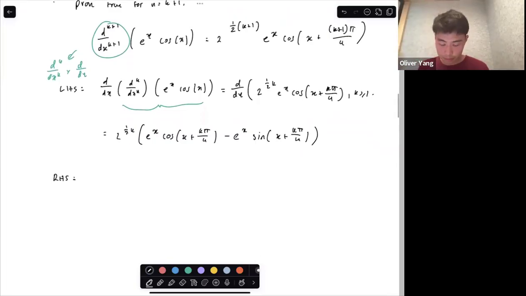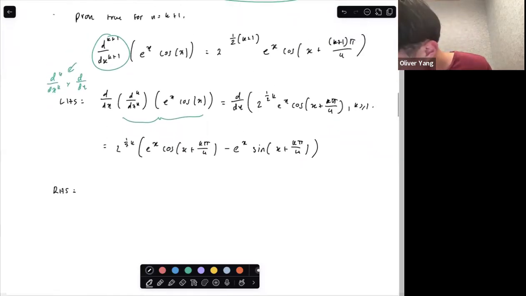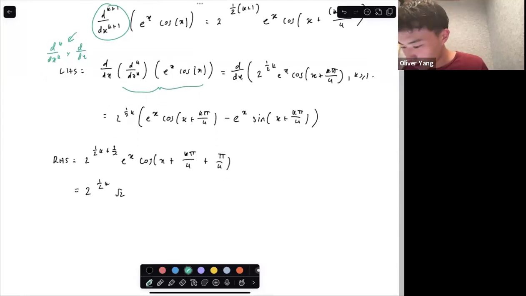And then our right-hand side becomes 2 to the half (k plus half) e^x... root 2, right? The 2 and the half to the power of a half becomes root 2.